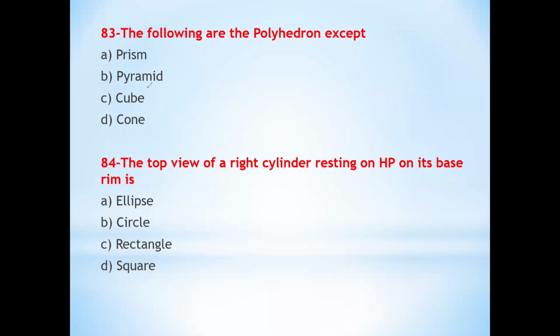So prism, pyramid, cube, all are polyhedra. So cone is not a polyhedron. Okay, so this is a solid of revolution. So that's the answer. D will be correct.